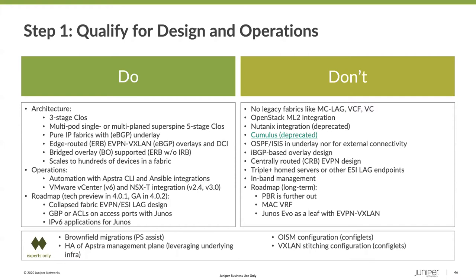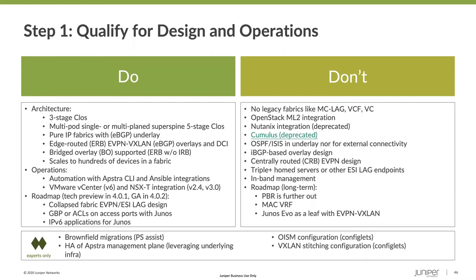What you should not promise, or if a customer is asking for it, unfortunately, that's not something we can do due to the design of Apstra. So we cannot do MC-LAG or Virtual Chassis Fabric or virtual chassis. Also, for those running OpenStack, we don't do ML2 integration, which is Neutron, the networking project. Up until quite recently, we had some integration with Nutanix, but unfortunately not anymore. That also goes for Cumulus. I've taken Cumulus away in some of the slides. It might pop up, but Cumulus is not supported anymore.